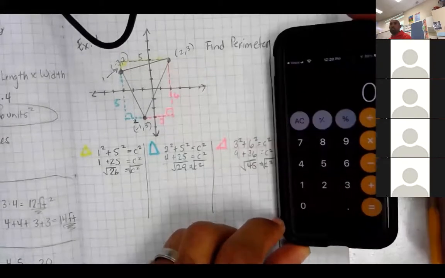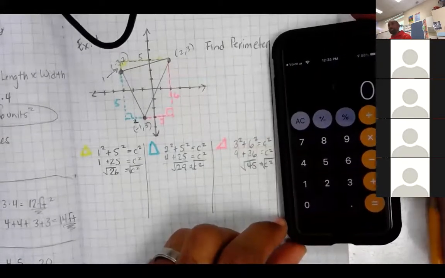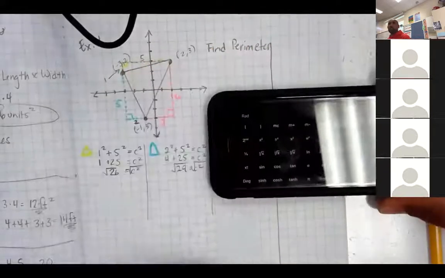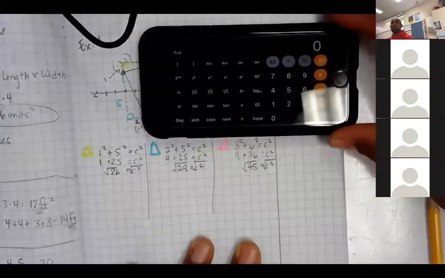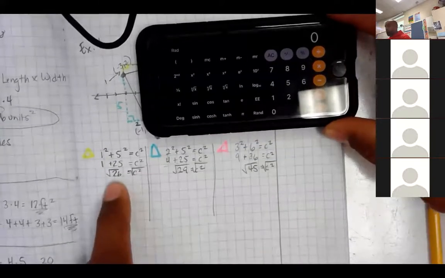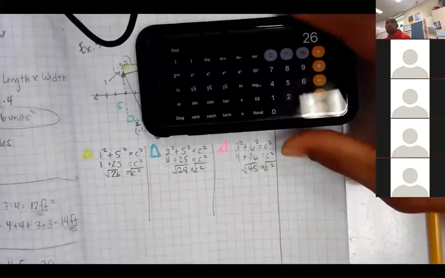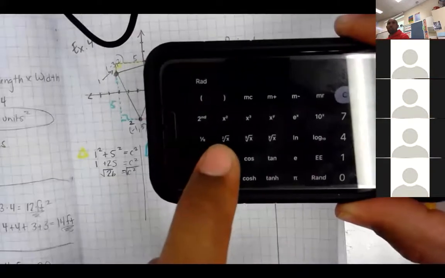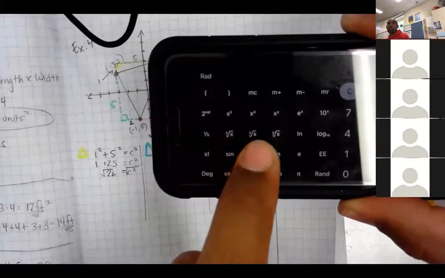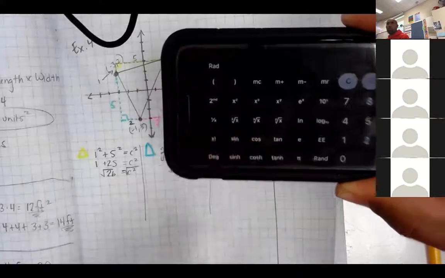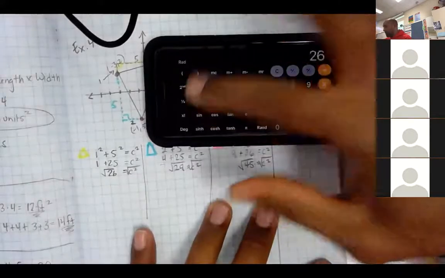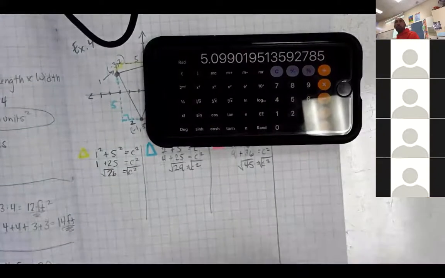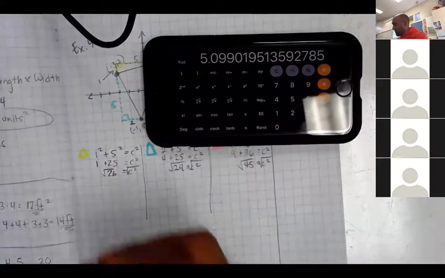All right, so to get square root functions on this, and I think it's the same with Android, you just have to flip it, so it looks like that. What you do is type the number first, so I do 26. Then you're looking for the square root that has the square on it, the 2, not the 3, because that's a cube root. We want the square root. So I just hit that button, and I'm going to round this to the nearest tenth.